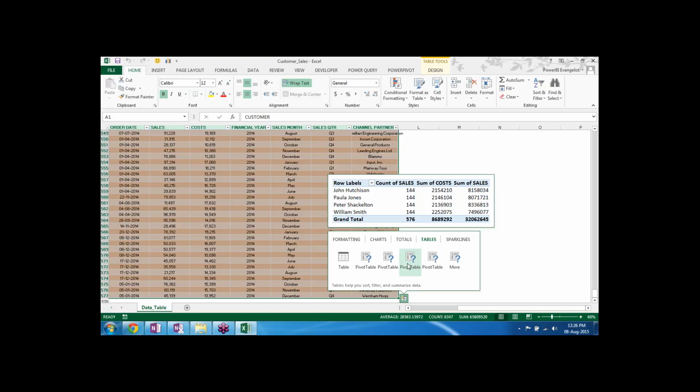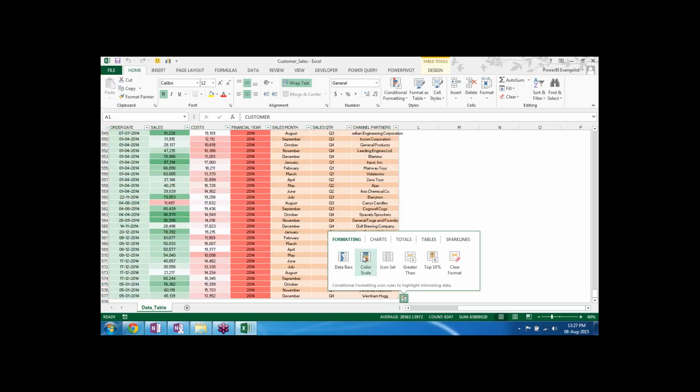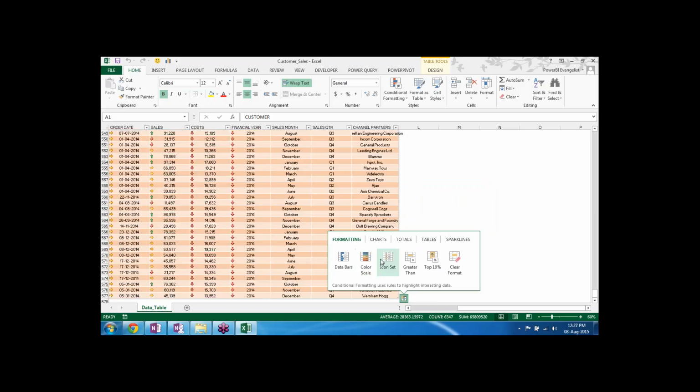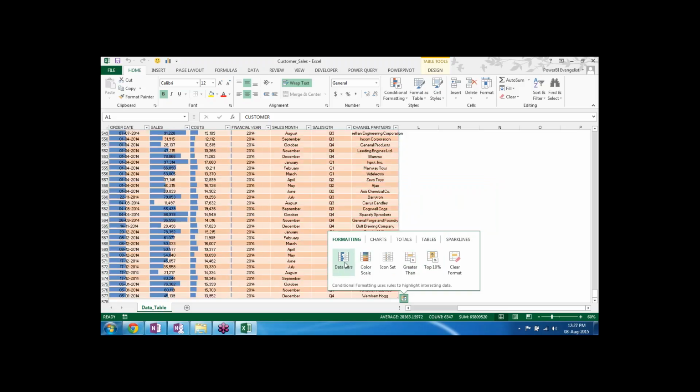So this is Quick Analysis. If you just highlight any data and go to Quick Analysis, it will show you all the possible things. If you say formatting, I want to see conditional formatting. Automatically it shows color scale, icon sets, greater than, top 10, and data bars. So everything you can just focus on for this particular data. Instantly you can see how our numbers and data points look.